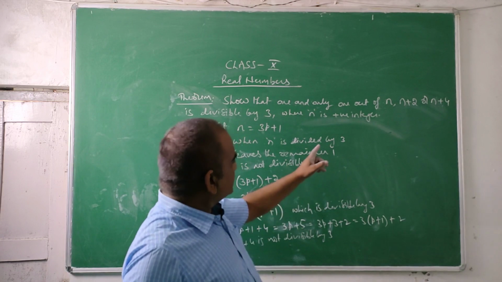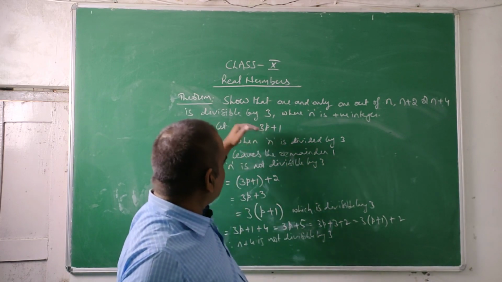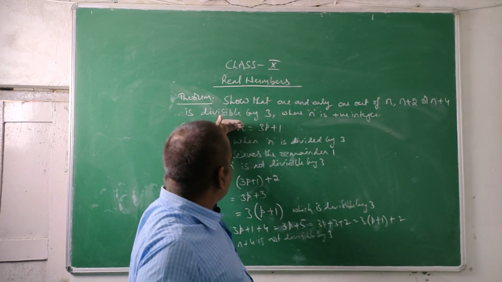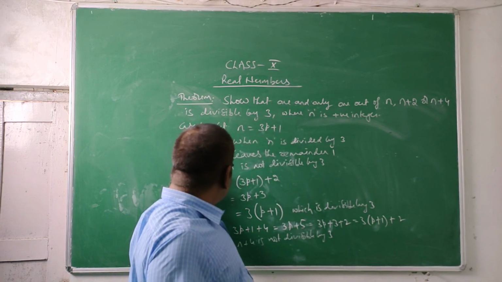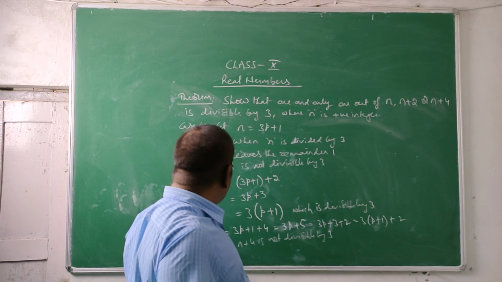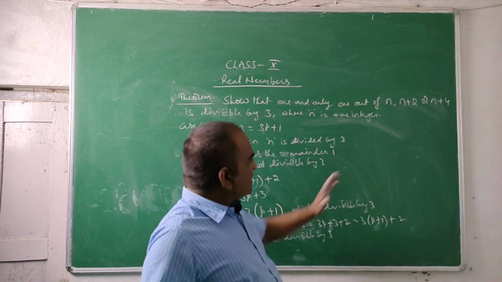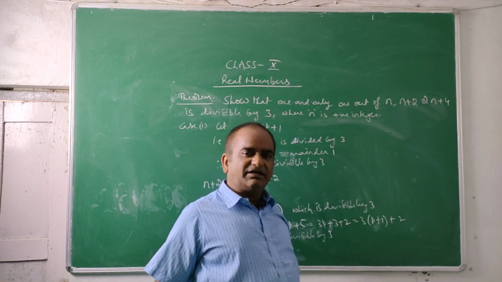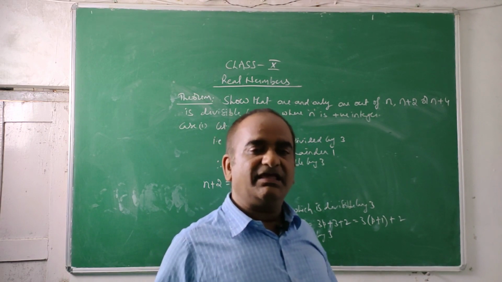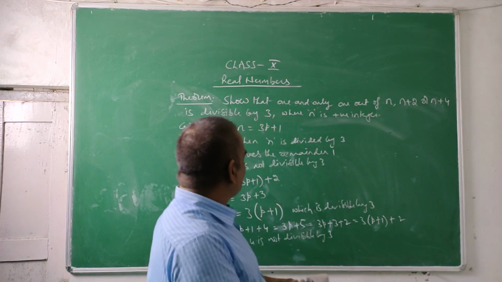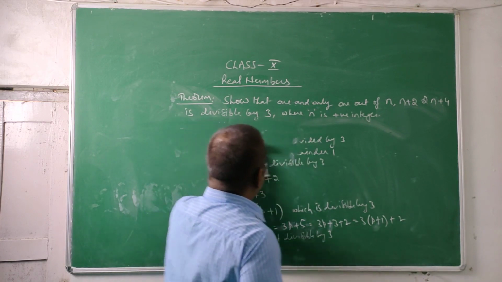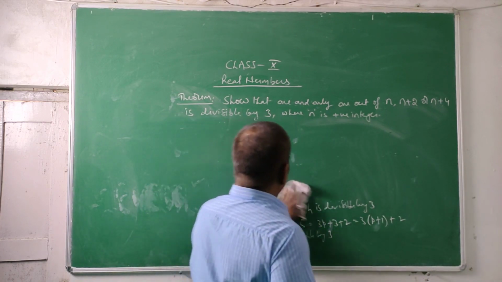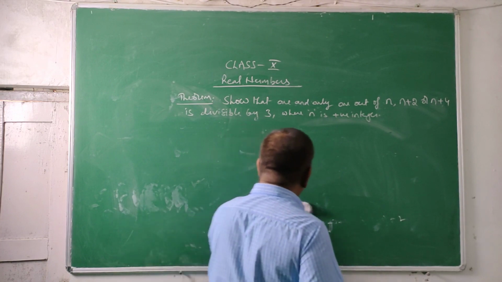So, in the case of n being 3p plus 1, n is not divisible by 3, the second one, n plus 2, is divisible by 3, and the third one is not divisible by 3. So only one of those three quantities is divisible by 3, even in the second case. Now, let us go for the last case. What is that? n is equal to 3p plus 2.